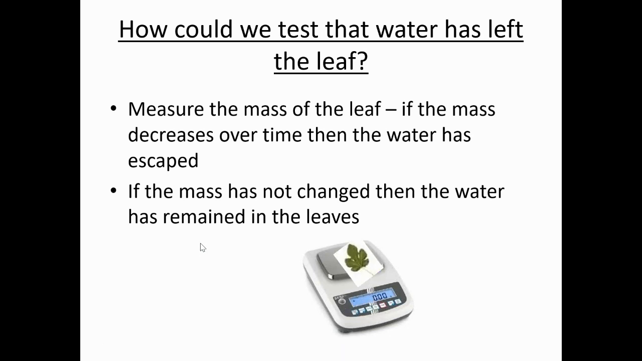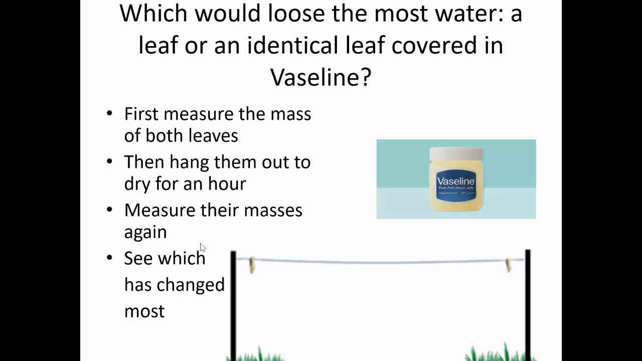Simply, has the mass changed? I'll stick a leaf on the top pan balance, see if it changed. And then over time, would that change? So I've got a question for you. Which would lose the most water? Is it a leaf or an identical leaf covered in Vaseline? Weird thought. But if you covered a leaf in Vaseline, would that lose more or less or the same amount of water than a leaf that's not covered in Vaseline? Well, how could we figure this one out?